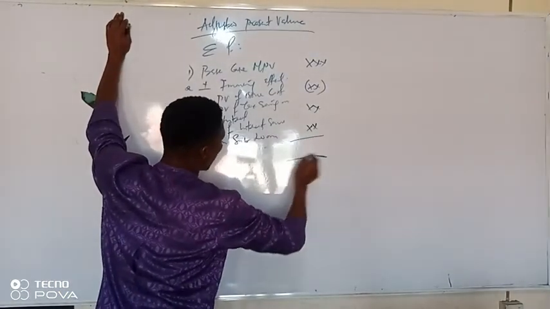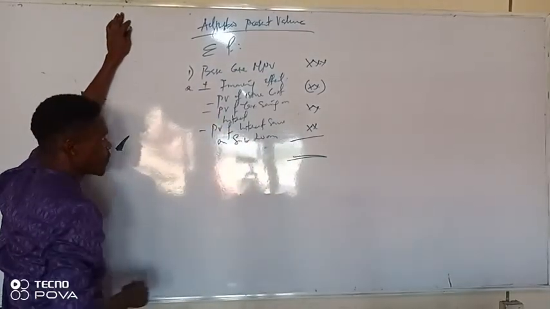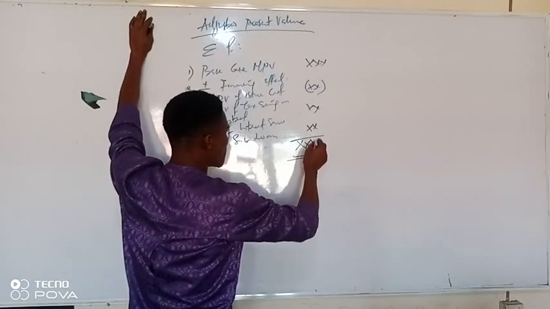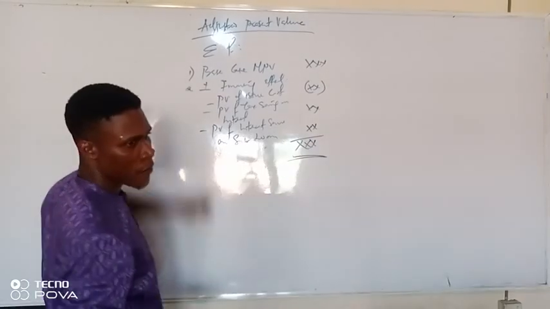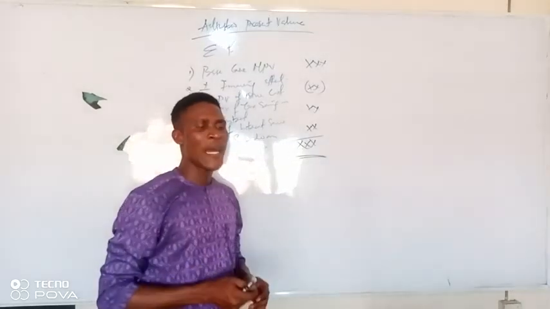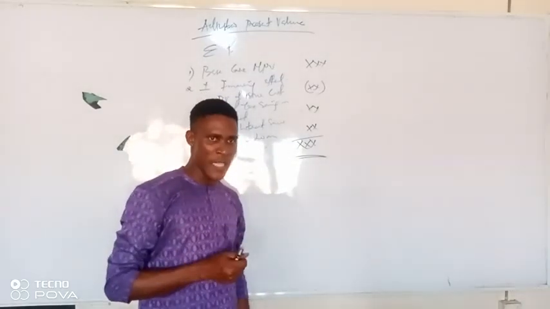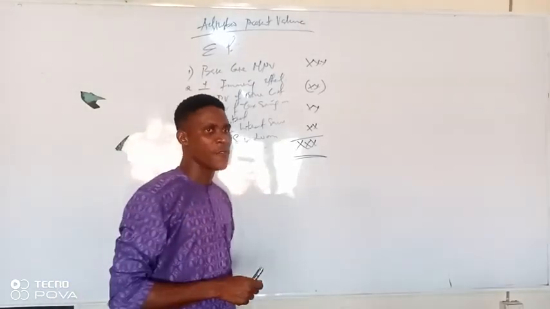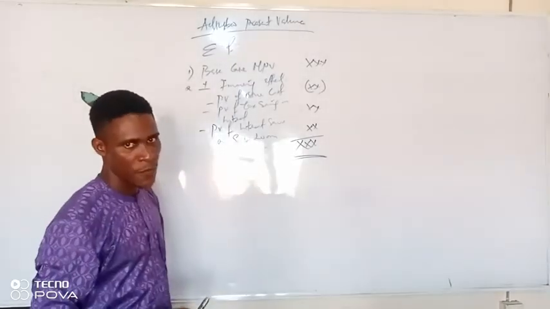By the time we add all these items together, your APV will be positive or negative. And we said our decision criteria is that you accept the project if the APV is positive. That's when you accept the project.